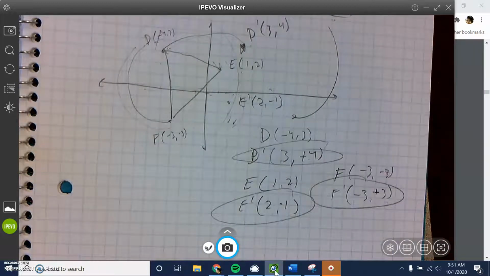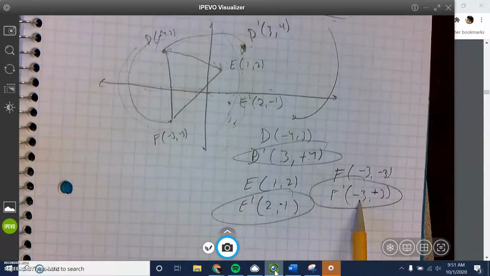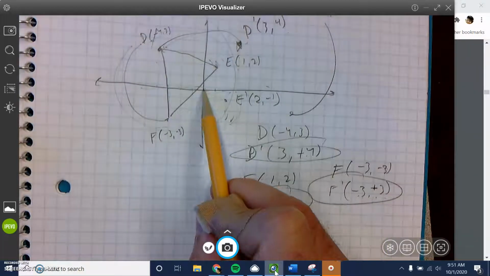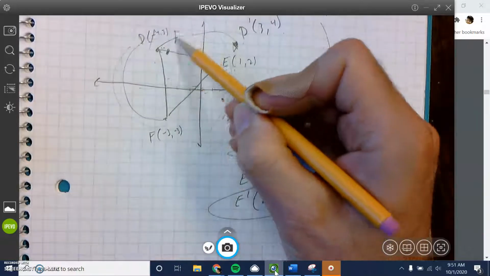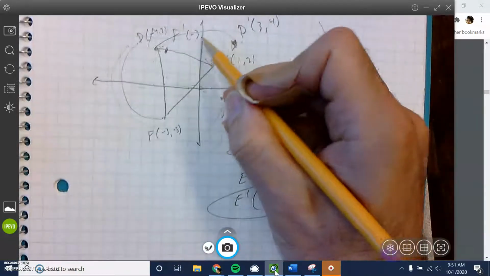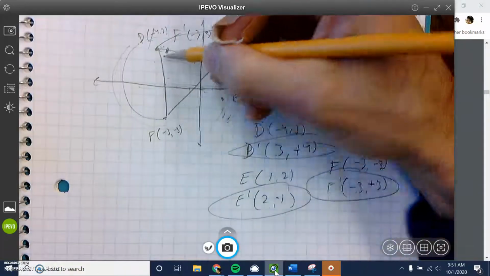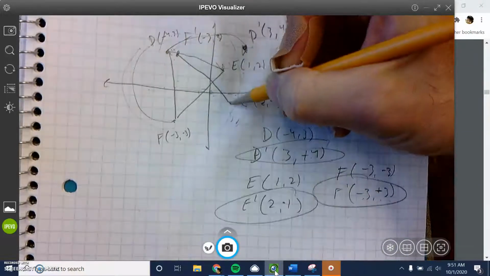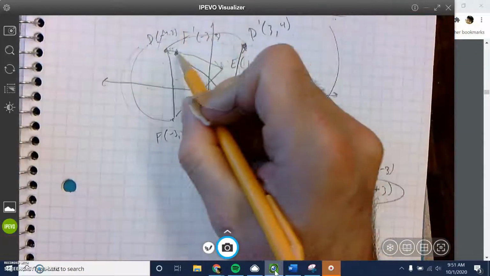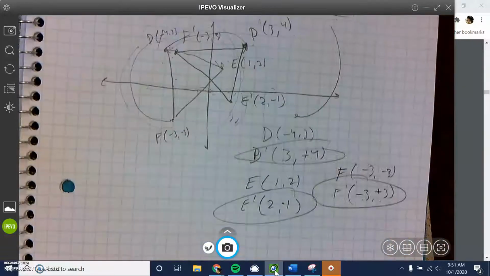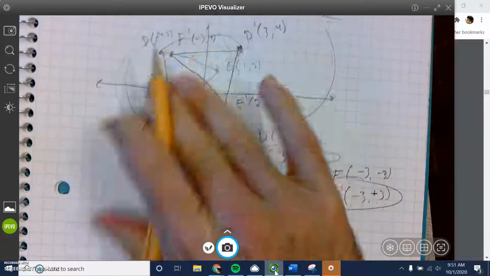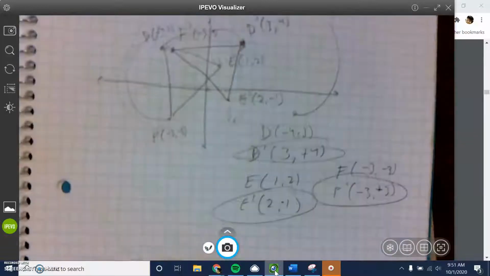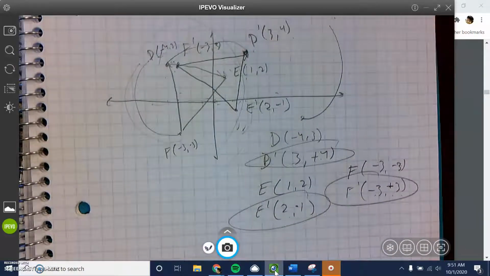Bam. If you didn't get it, you're copying it down with me. If you need to, rewatch the video. And F prime is negative 3, 3. F prime, negative 3, 3. Connect the dots. You should have a congruent shape, which I do, which is rotated 90 degrees, a quarter turn clockwise. There you go. Nice job, everybody. Keep it up.